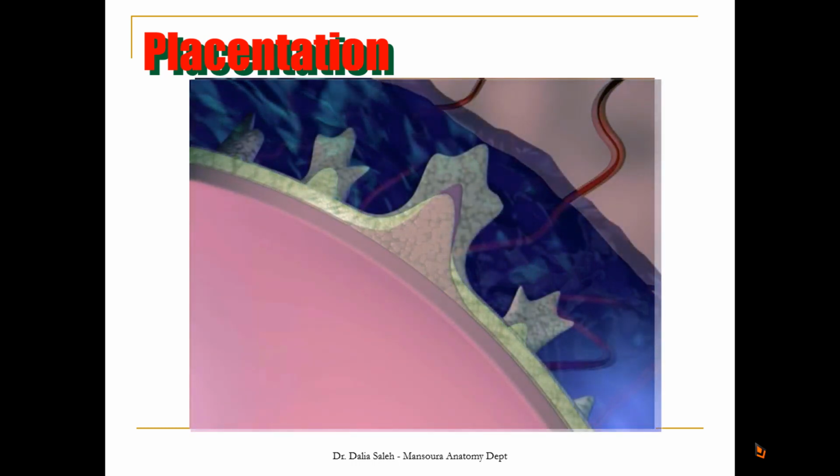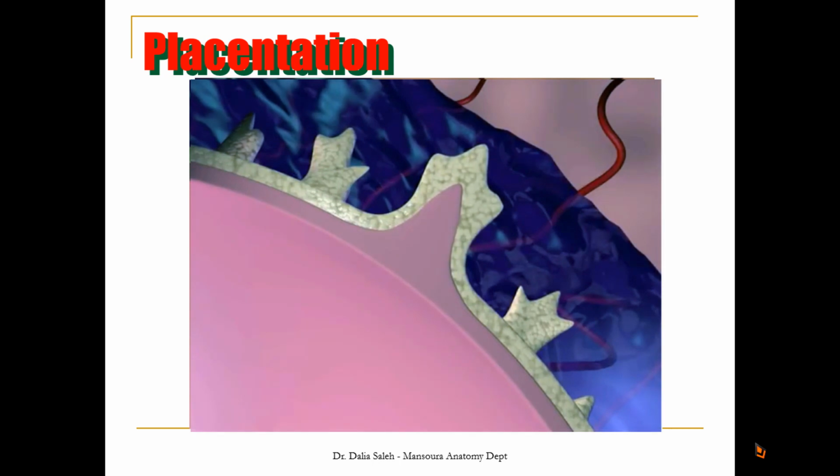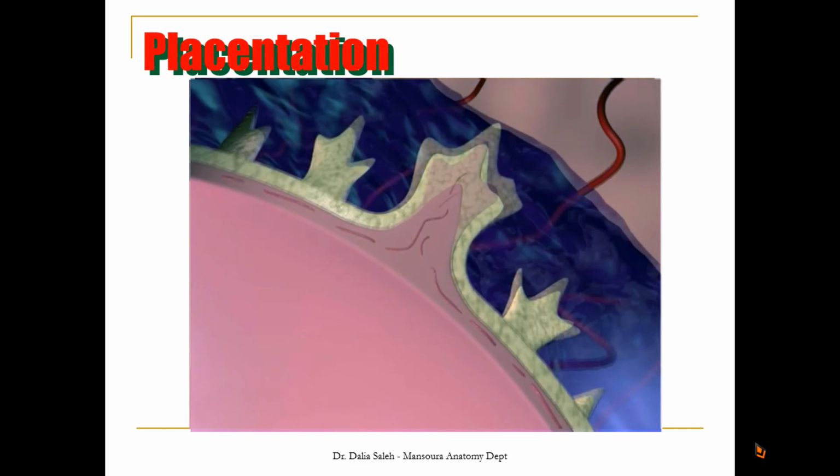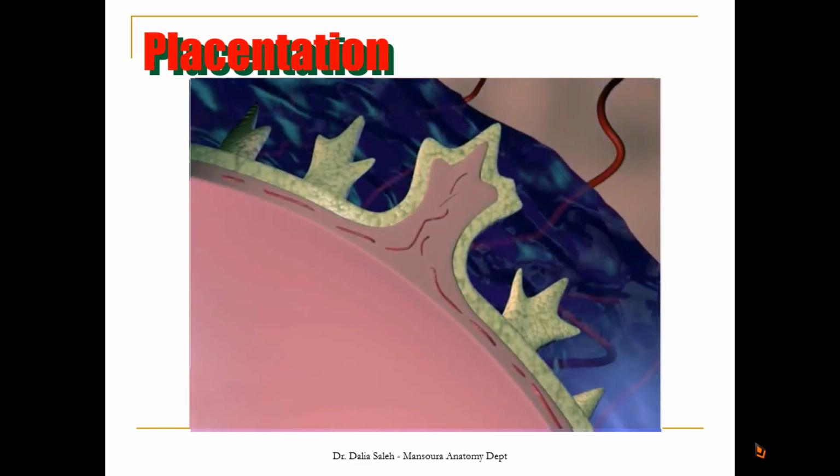Then, when the extraembryonic mesoderm invades these finger-like projections, the secondary chorionic villi are formed. When blood vessels are formed inside this extraembryonic mesoderm and invade the core of the chorionic villi, the tertiary chorionic villi are formed.